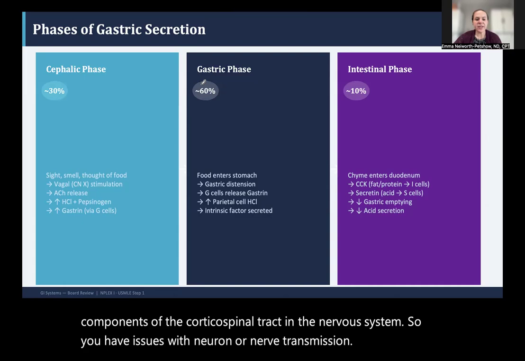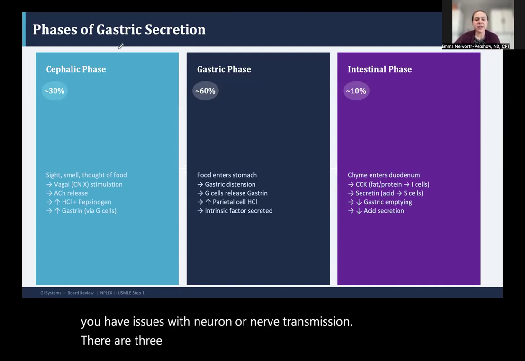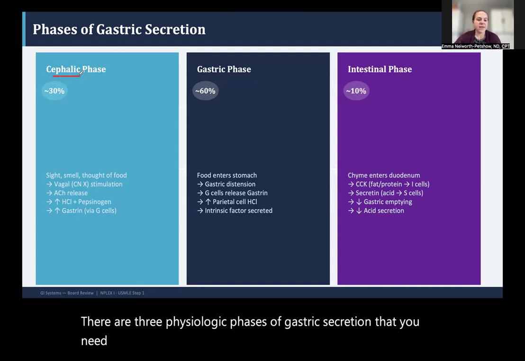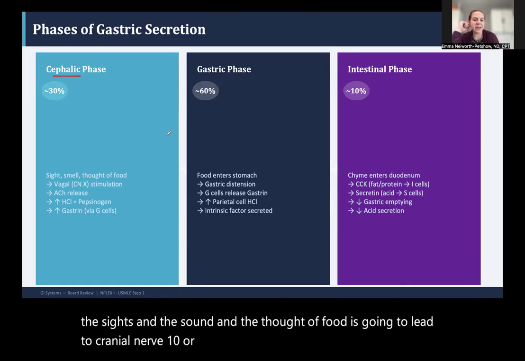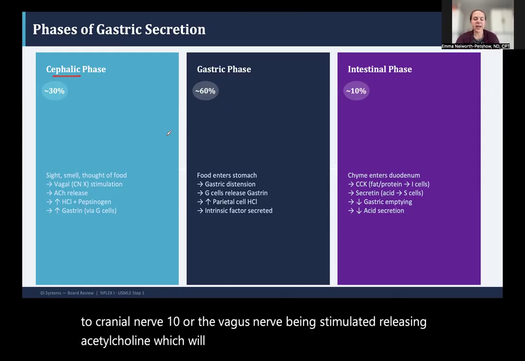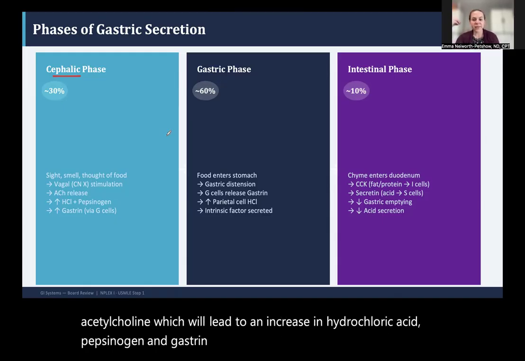There are three physiologic phases of gastric secretion that you need to understand, starting with the cephalic phase. This is where the sight, the sound, and the thought of food lead to cranial nerve 10, the vagus nerve, being stimulated, releasing acetylcholine, which will lead to an increase in hydrochloric acid, pepsinogen, and gastrin, encouraging the preparation of the stomach to receive food.